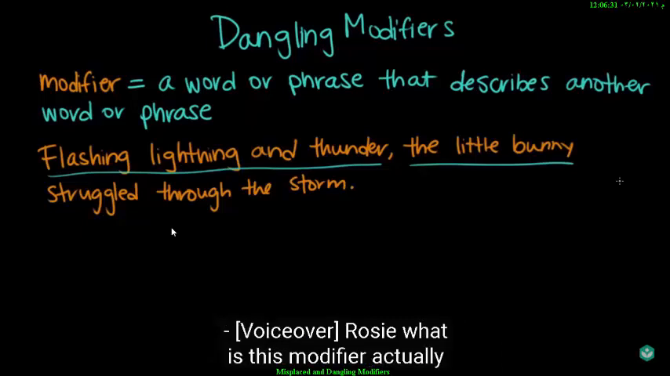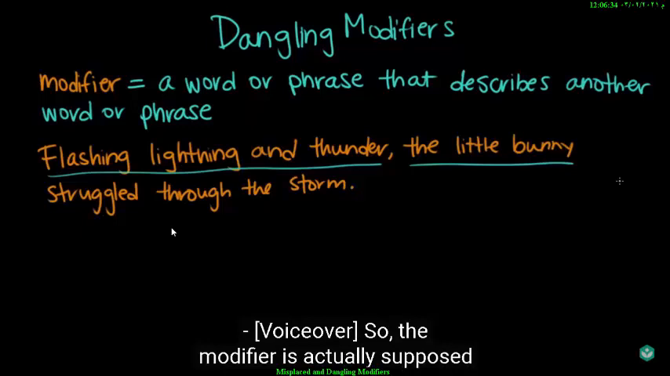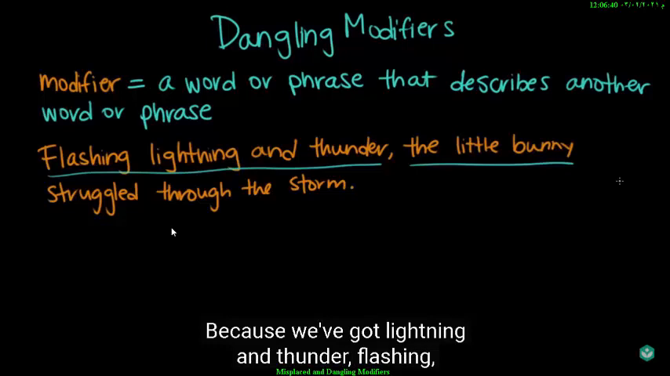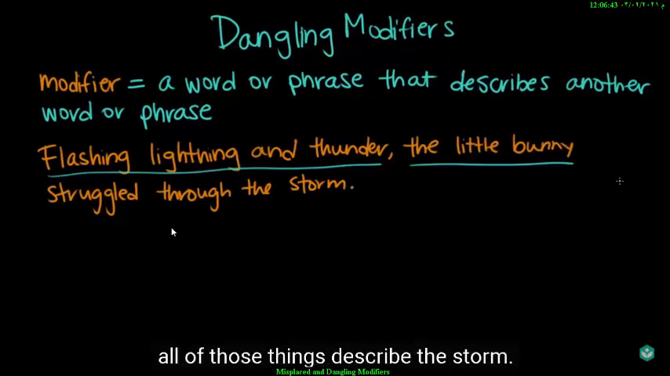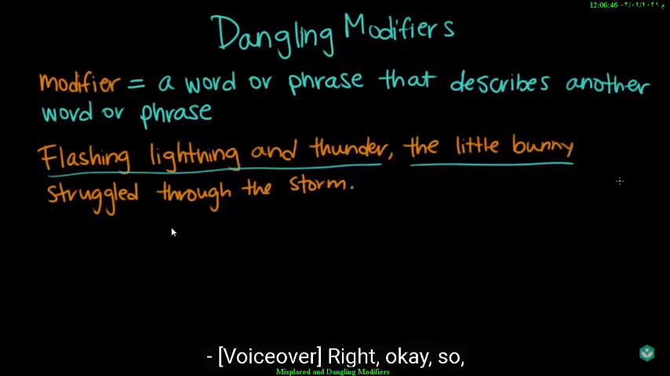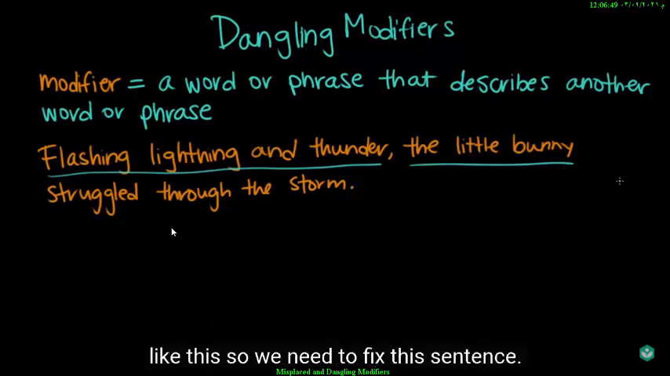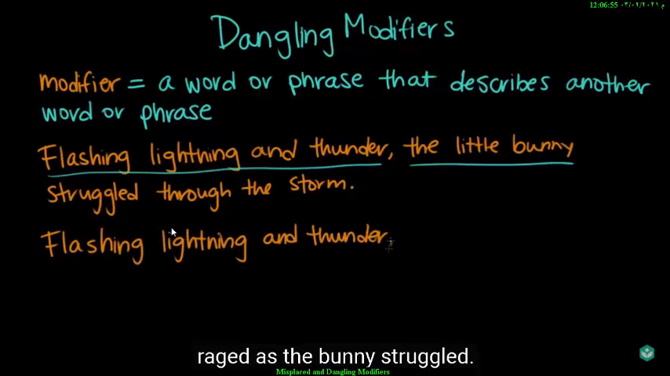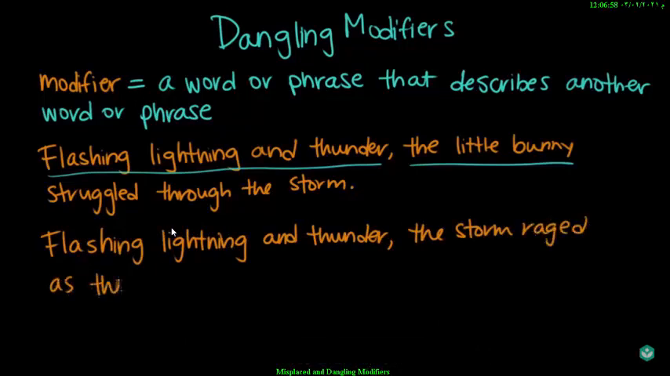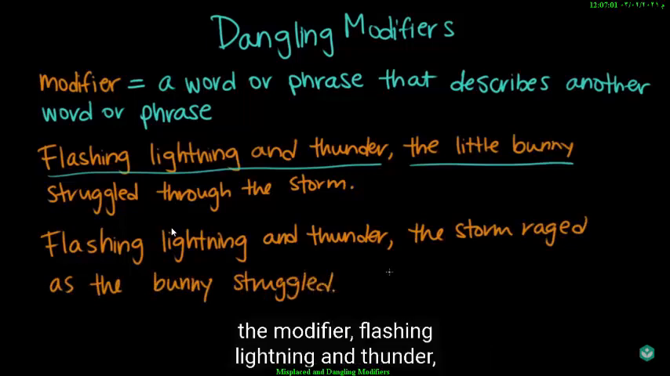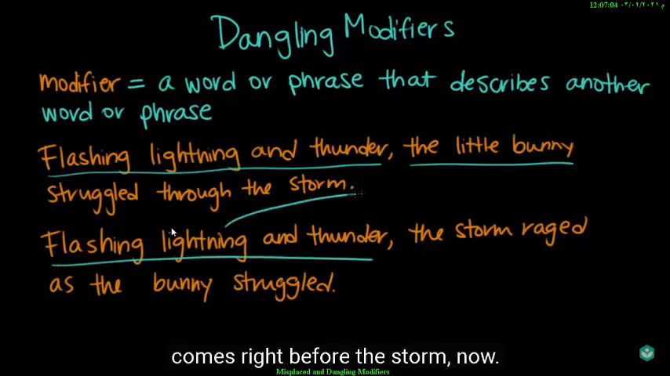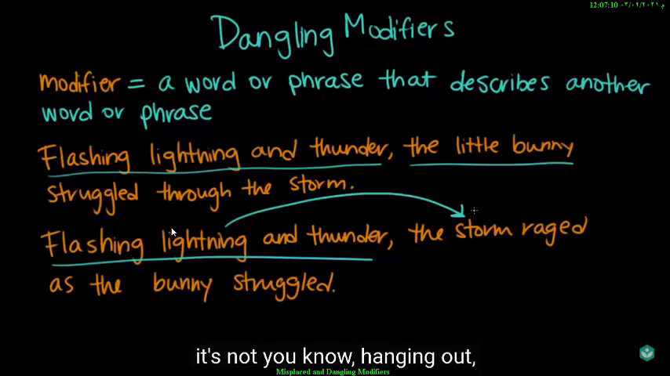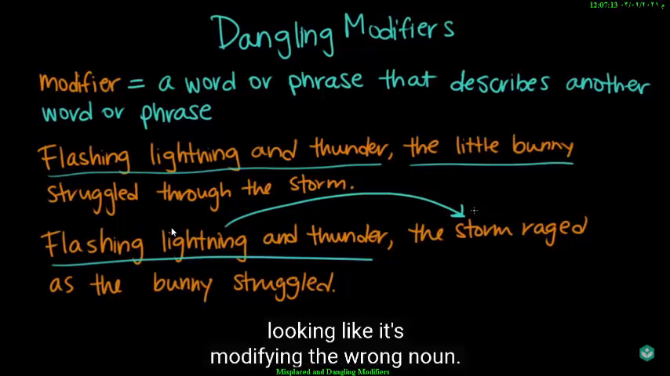Rosie, what is this modifier actually supposed to be modifying? So the modifier is actually supposed to be modifying the storm because we've got lightning and thunder, flashing, all of those things describe the storm. Right, okay. So we're really not supposed to have a dangling modifier like this, so we need to fix this sentence. Flashing lightning and thunder, the storm raged as the bunny struggled. So this is all better. The modifier flashing lightning and thunder comes right before the storm now. Right. So this makes more sense. We got rid of the dangling modifier. It's not, hanging out looking like it's modifying the wrong noun.